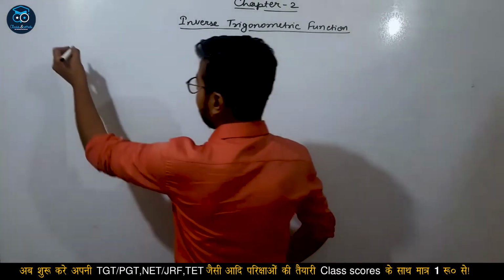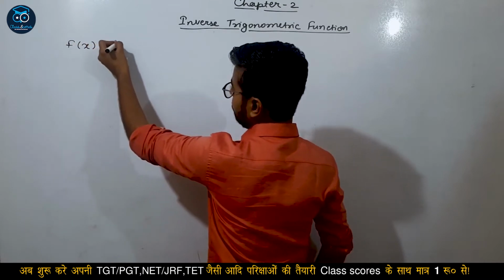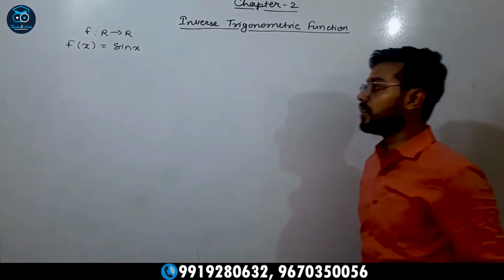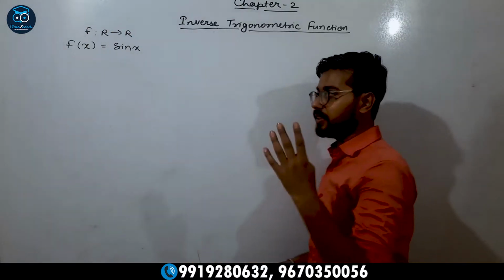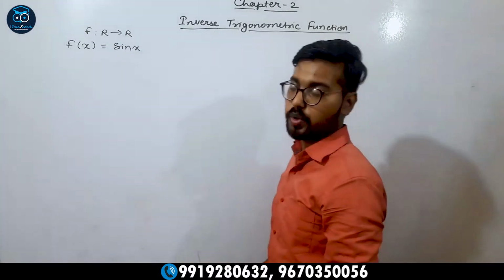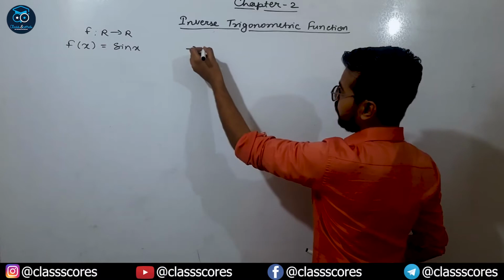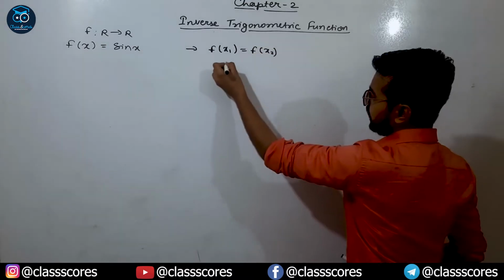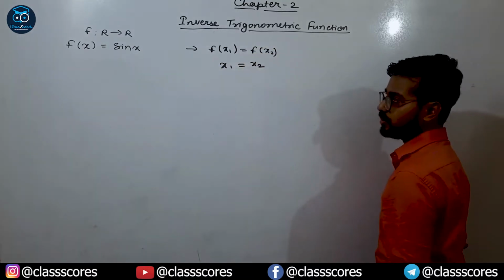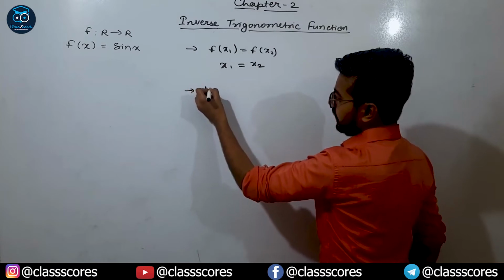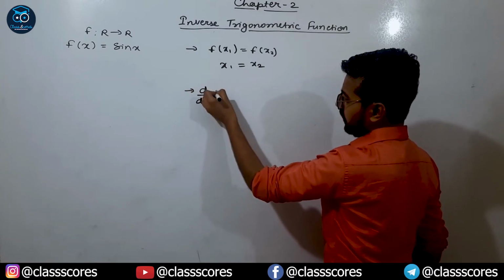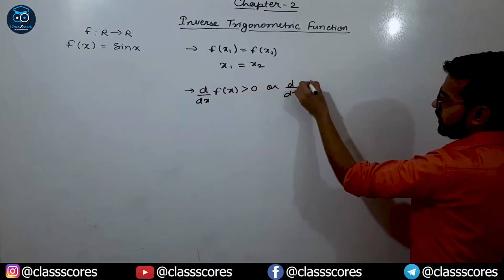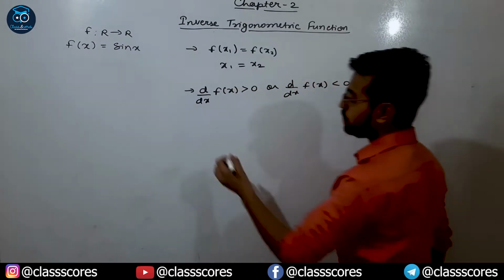So first we can take f of x equals sin x, and the function is defined from real to real. We learned 4 methods to check whether a function is one-one or not. What were the 4 methods? First, we take f(x1) equals f(x2), then prove x1 equals x2. Second method is d/dx f(x) either greater than 0 or d/dx f(x) less than 0.